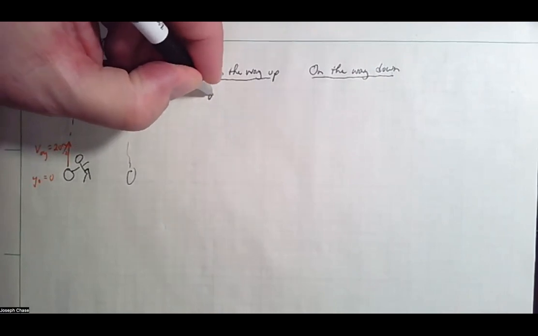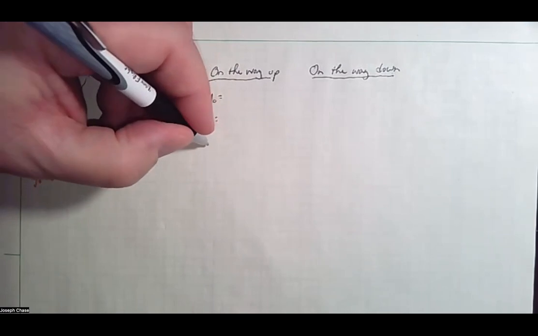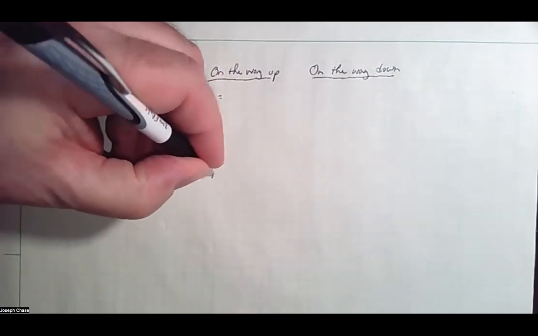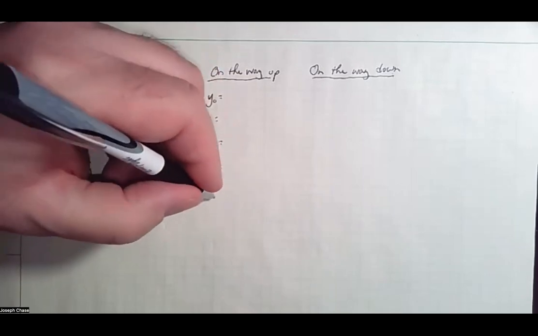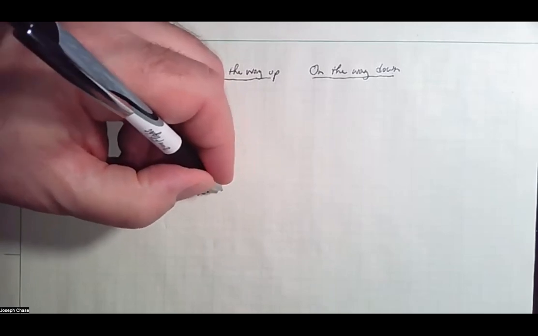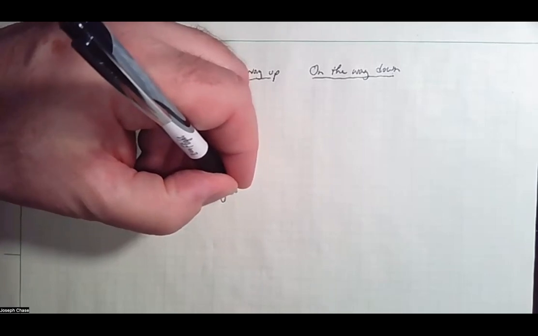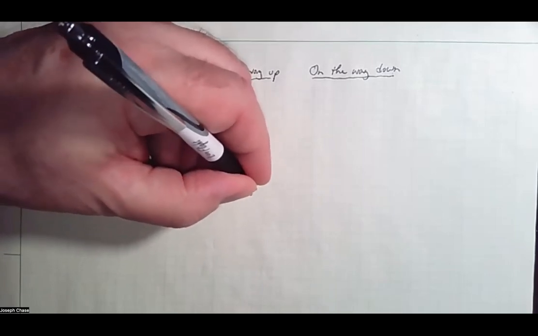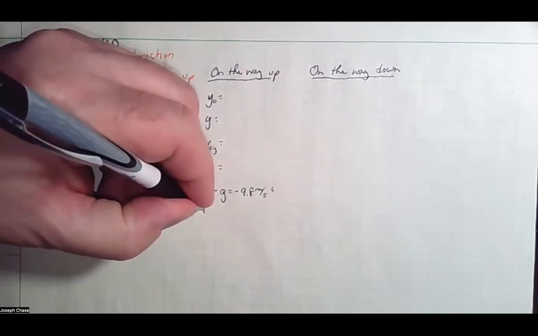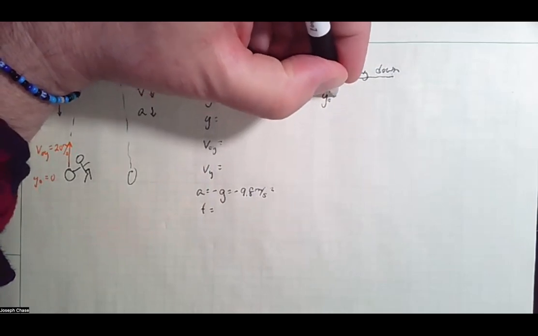Let's list our variables. Initial height, final height, initial velocity in the y direction, final velocity in the y direction. In gravity, the acceleration is equal to negative g, where 1g is equal to 9.8 meters per second squared. And then we have time. And then if we do the way down, we'll list the similar variables.